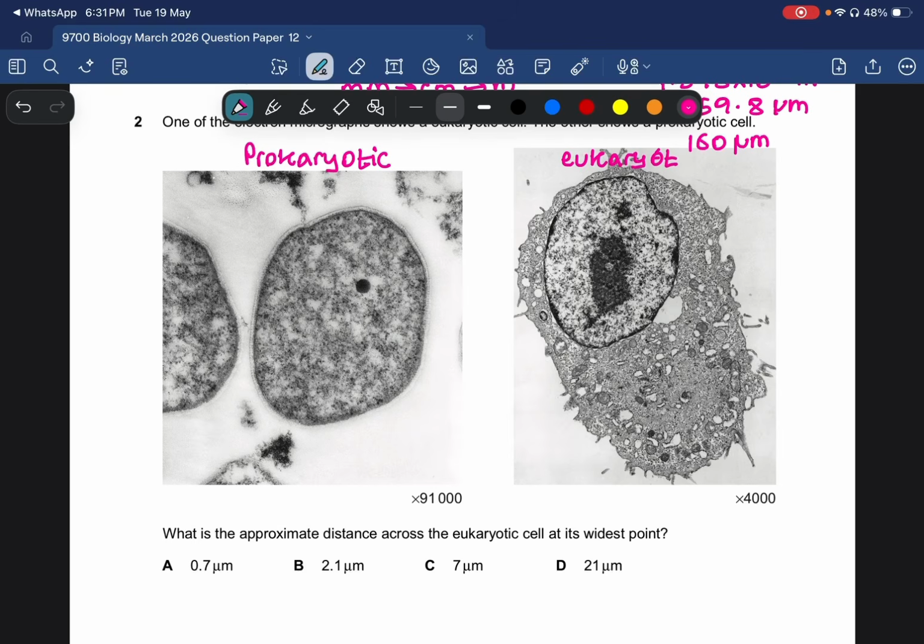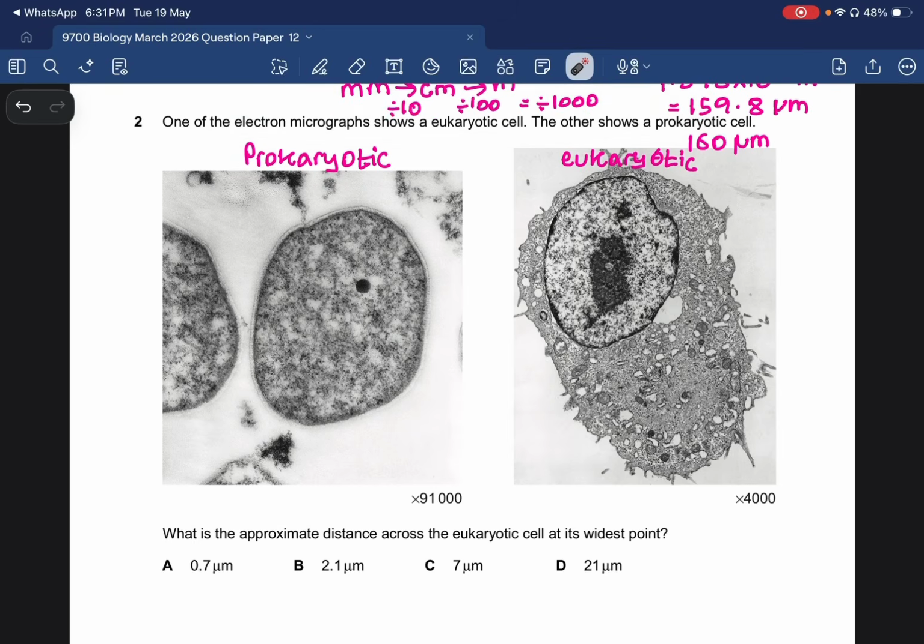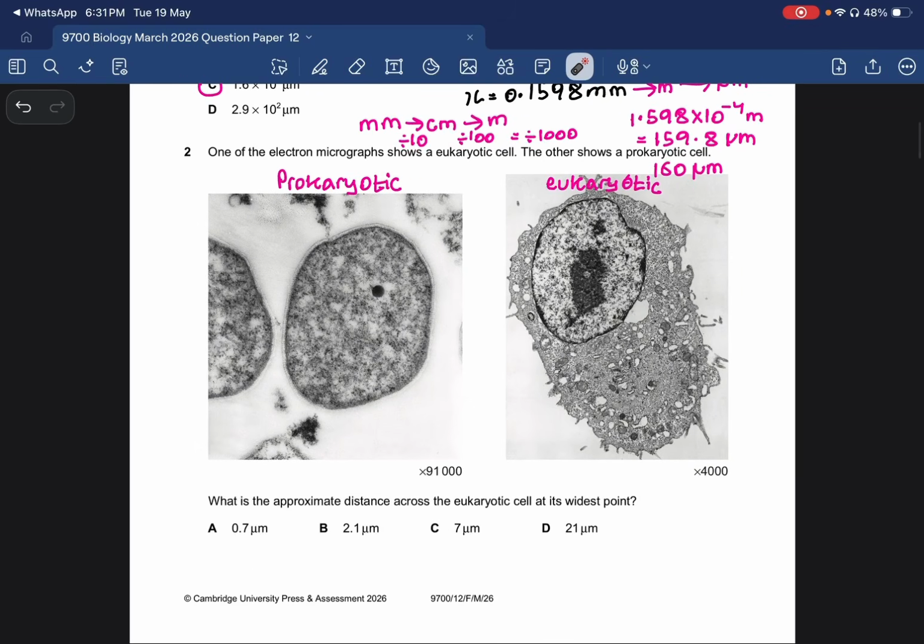Now, what you're going to do in the exam is you're going to take your ruler and notice the entire diagram does not say anywhere not to scale, which sometimes it does say. Because it hasn't mentioned it here, the examiner is trying to give you a hint that yes, you can use your ruler on these diagrams. Now, how do you use your ruler in this case? Look at the question again. It asked us the approximate distance across the eukaryotic cell at its widest point.